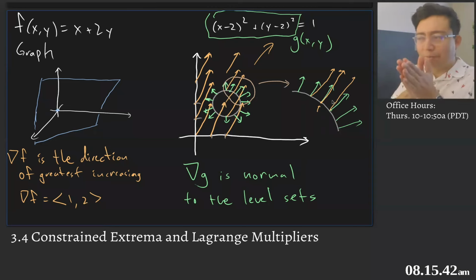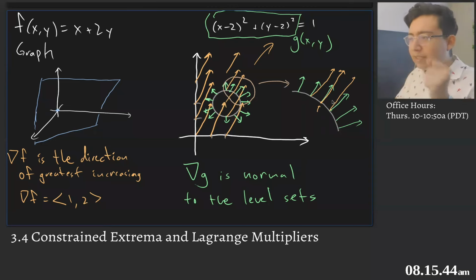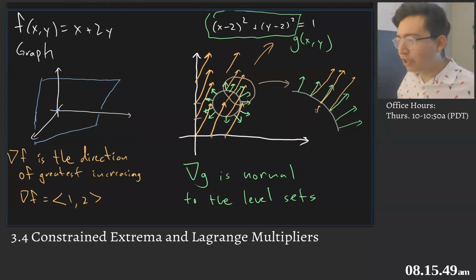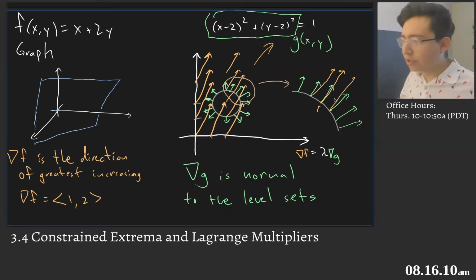If vectors line up, are pointed in the same direction, but they're different sizes, then this nabla G, the gradient of G, is just a scalar multiple of the gradient of F. The gradient of F and the gradient of G are related by just some scalar multiple. That scalar multiple is just the amount of stretch it needs to get this green to this orange in length. Okay.